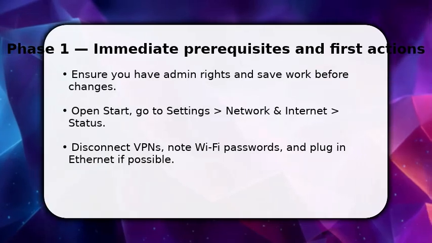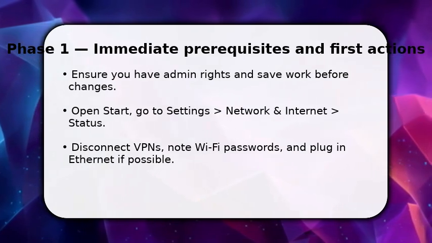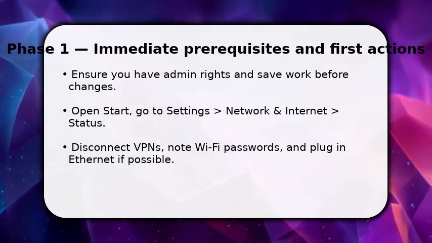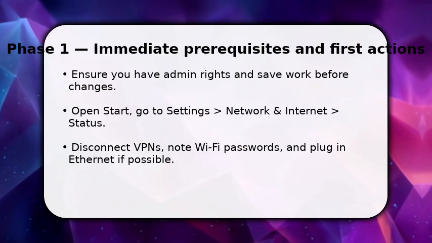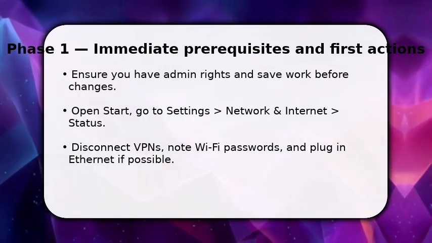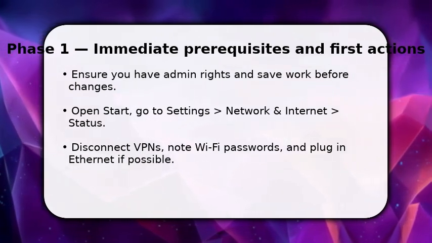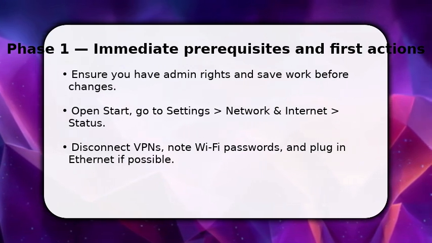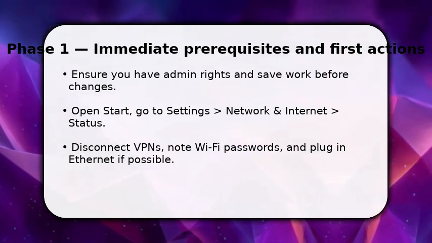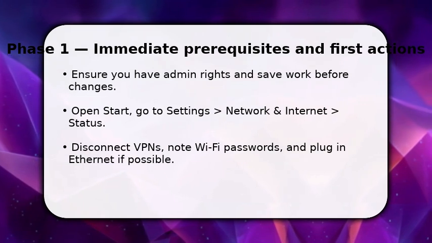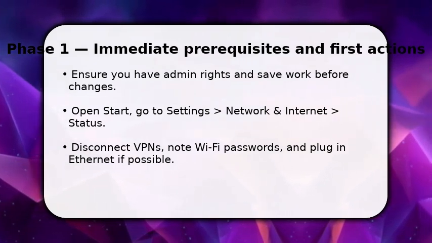You need admin access. Once you confirm that, close bandwidth-sensitive apps so the reset completes without interruption. Open Start, then Settings, then Network and Internet. Select Status. This path takes you to the central network overview where Windows shows current adapters. Make sure to disconnect VPNs and jot down Wi-Fi passwords because the reset removes saved networks.